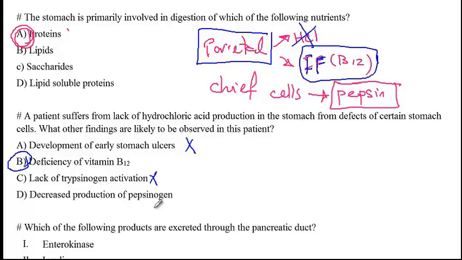And then finally, decreased production of pepsinogen. Pepsinogen is being produced by chief cells. If it was saying decreased activation of pepsinogen, it could have been a correct answer. But here it says decreased production of pepsinogen. No, pepsinogen is being produced by chief cells. All right, so choice B is the correct answer.